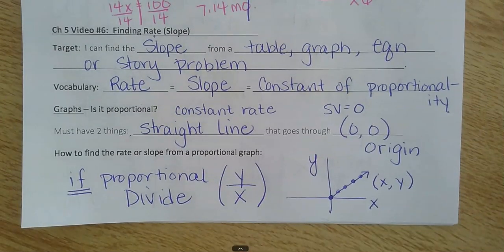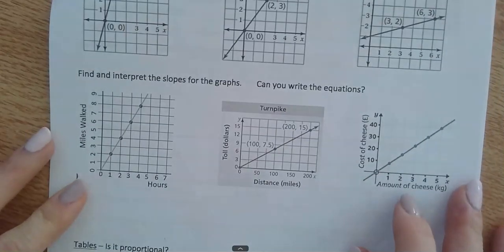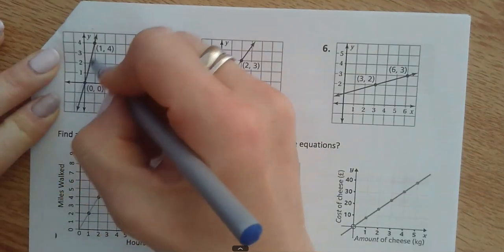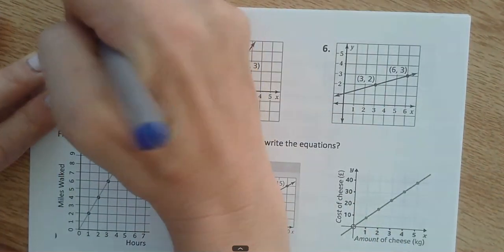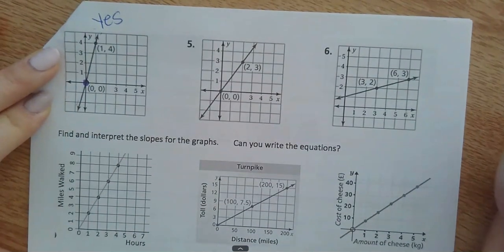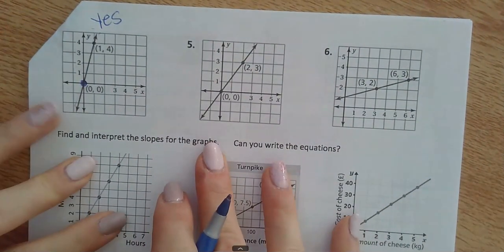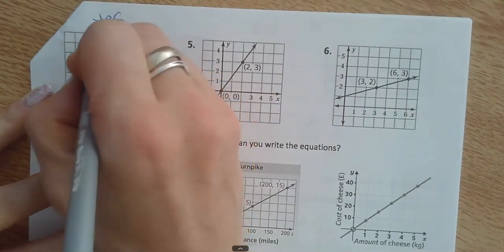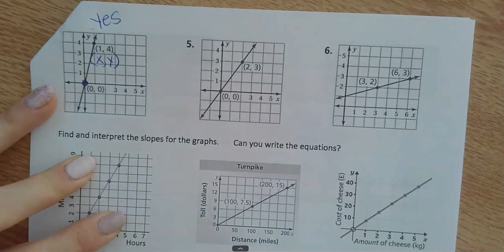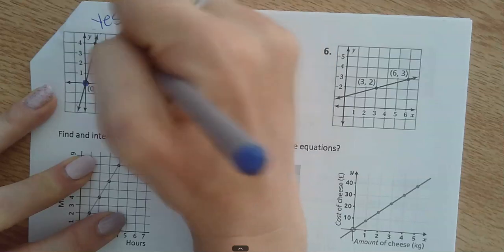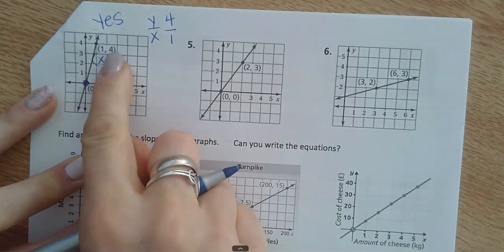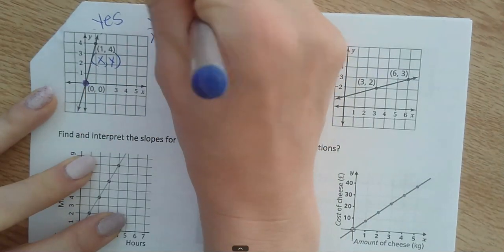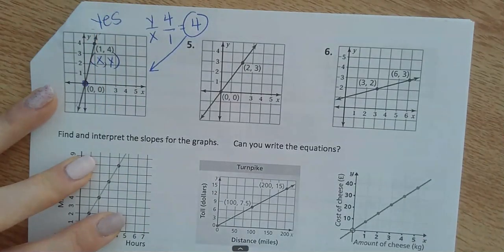So let's look at some examples of that. Turn the page. Here we go. First, I want to see if it is proportional. So this is a straight line, and it goes through the point 0, 0. So yes, this is proportional. And if it's proportional, I can find the rate, slope, constant of proportionality by doing, remember, if you need to label them again, x, comma, y. So y over x would be 4 over 1. Here's my y value. Here's my x value. And simplify that, I just get 4. So this one has a rate or a slope of 4.